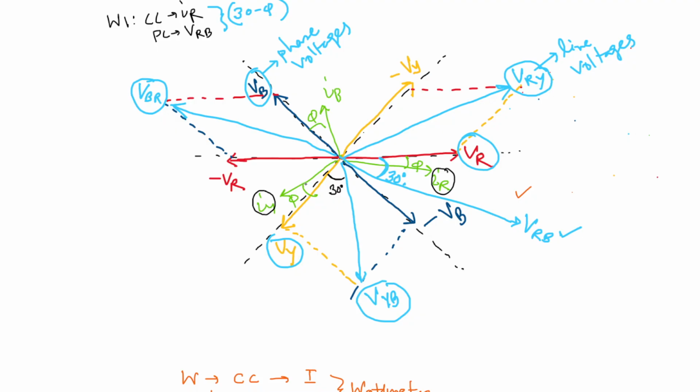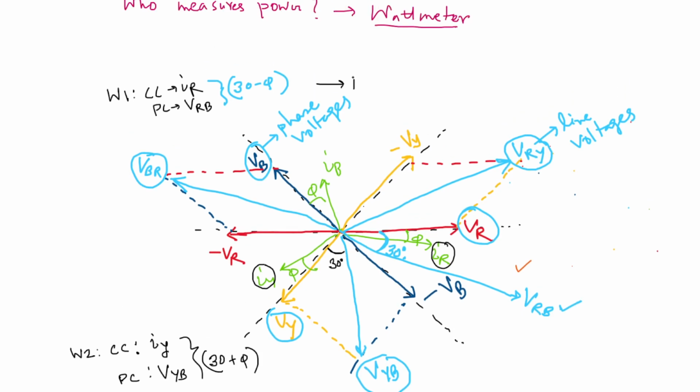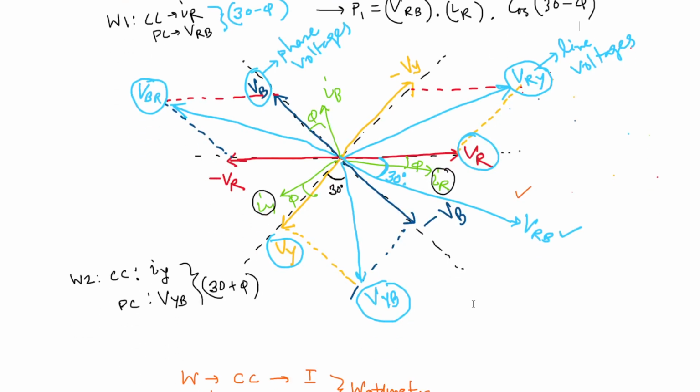So wattmeter 2 measures IY through the current coil and it measures VYB through the pressure coil. So the angle between them is 30 plus phi. So if wattmeter 1 gives the power reading P1, then P1 equals VRB into IR, and the angle between them is 30 minus phi, so it should be cos 30 minus phi. And similarly, if wattmeter 2 gives a reading of P2, it will give VYB multiplied by IY into cos 30 plus phi.